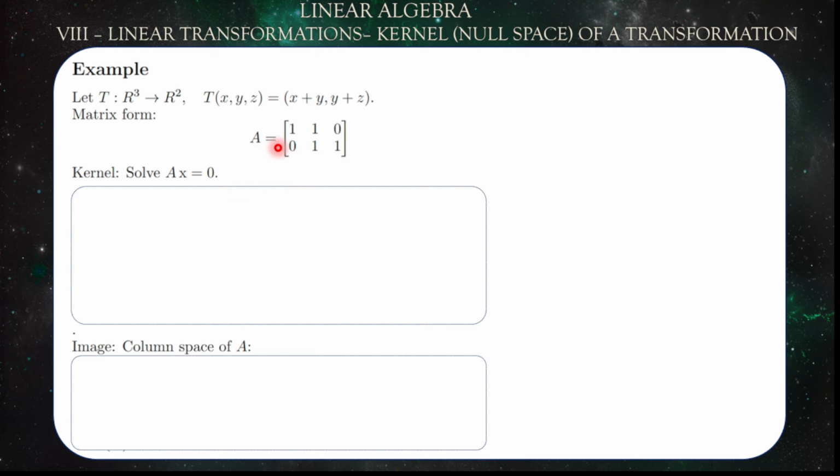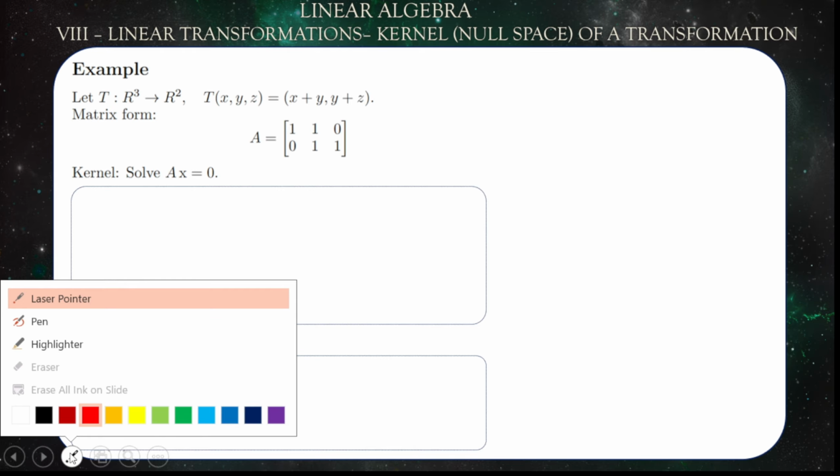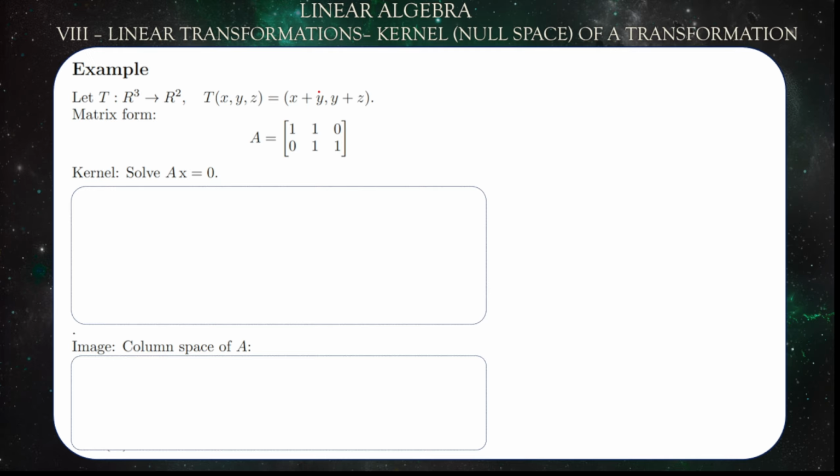The matrix form is given by 1, 1, 0, 0, 1, 1, acting on x, y, z. You see each one of these arguments becomes one row within this matrix. So the first row is x plus y, and the second row is y plus z. How does x plus y become 1, 1, 0? You need to establish that each column belongs to one variable, one unknown: x, y, z.